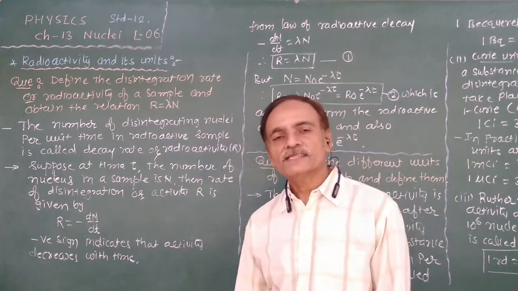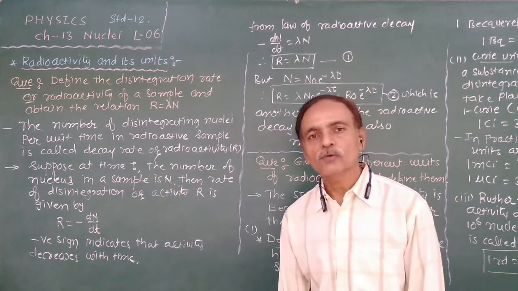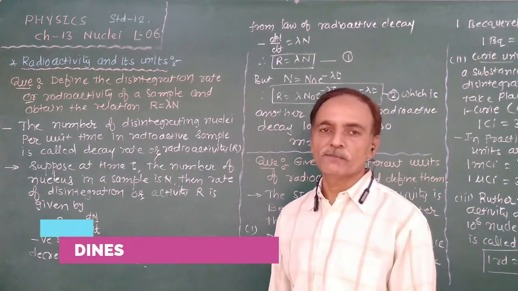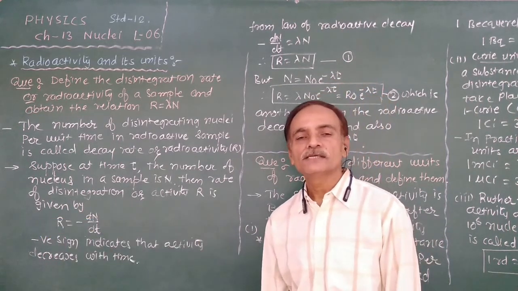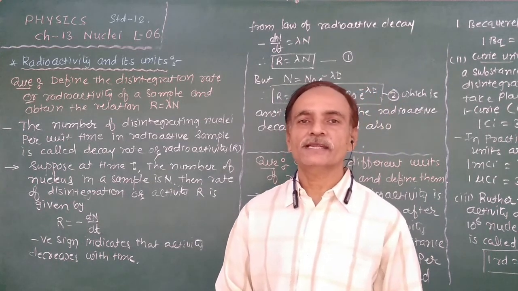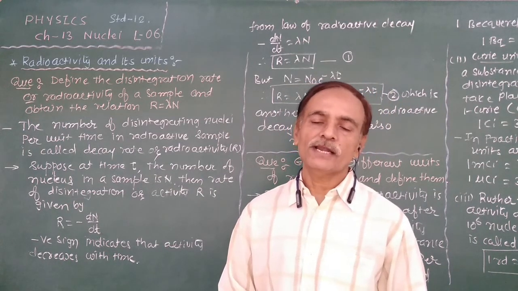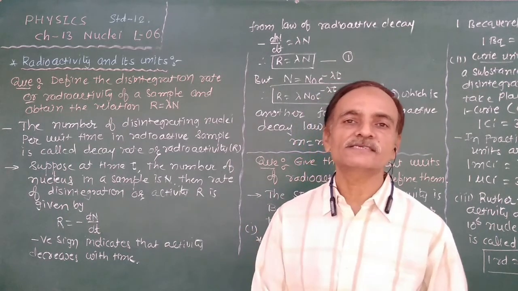Good morning, friends. After the discussion of the exponential law and the decay curve, now what is the activity of a radioactive sample and what is the equation? That means we are going to derive a different form of the exponential law of radioactivity. Already we derived the equation N is equal to N0 e^(-λt).